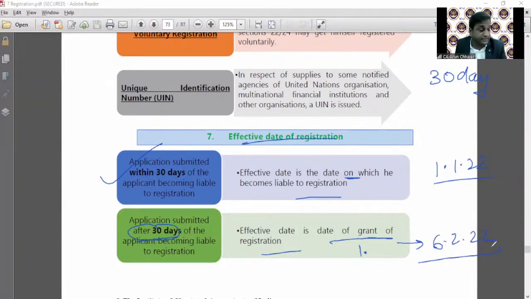Effective date concept is clear to all? Kindly confirm. If I am applying after 30 days, then it is the date of the grant of the certificate. Absolutely correct. Quickly confirm.